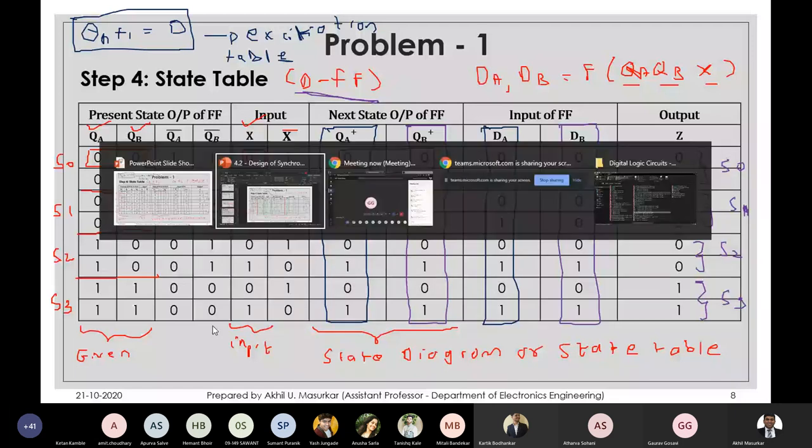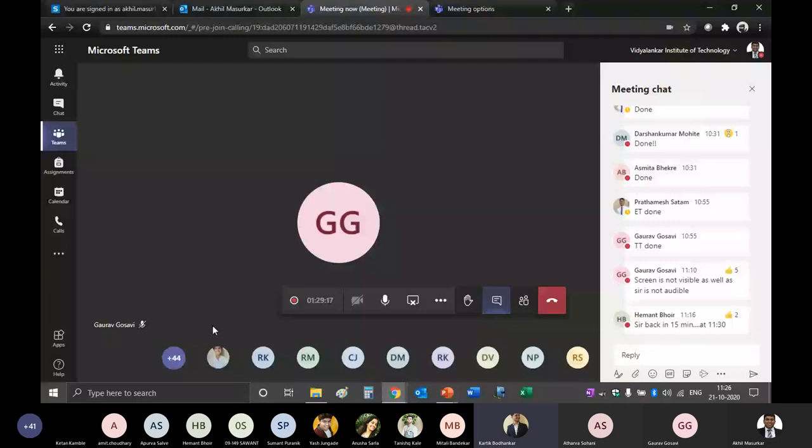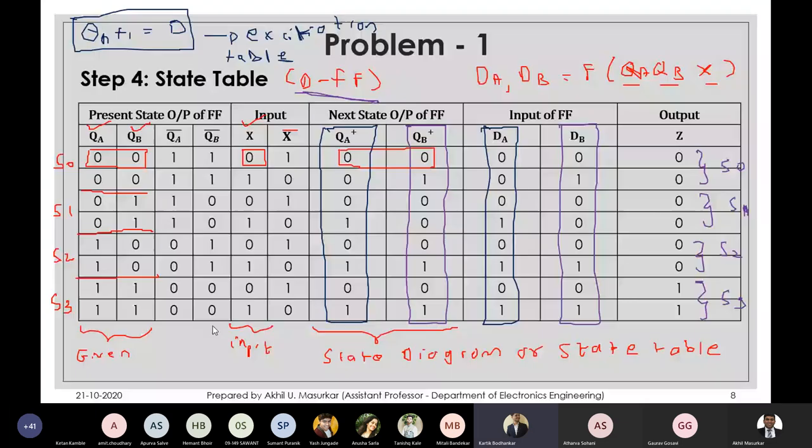Karthik, can you just confirm whether you are able to see my screen or not? Yes, sir. I can see the screen. Okay. So I think now things are okay, but still we'll start at 11:30. In the meantime, I am at my previous state table.